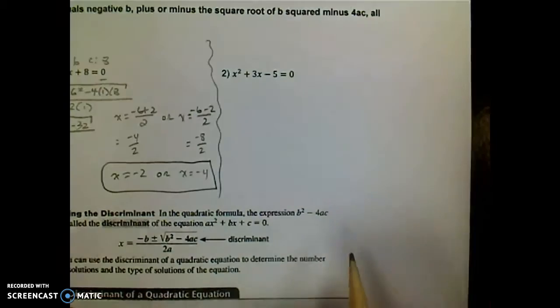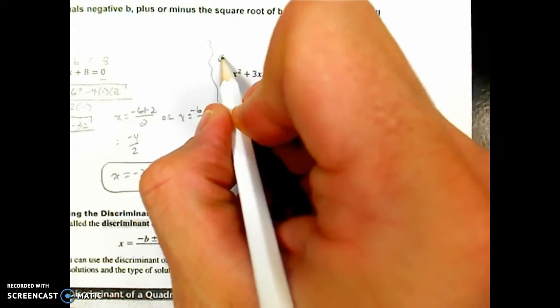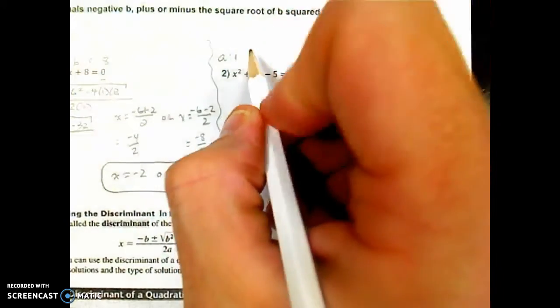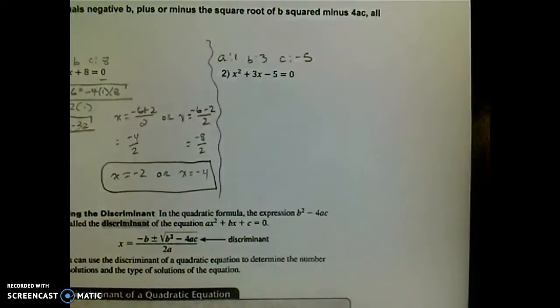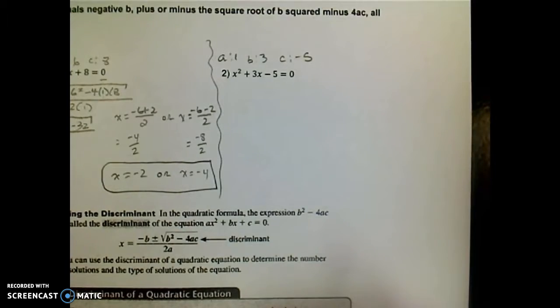X squared plus 3x minus 5 equals 0. So a is 1, b is 3, c is negative 5. Take a minute, go ahead and pause the video. You set up the formula.